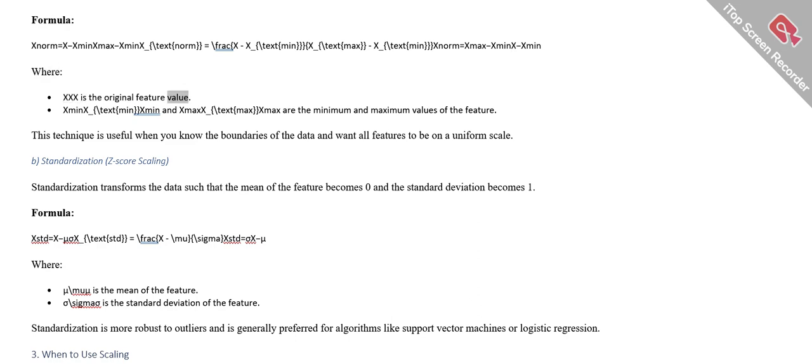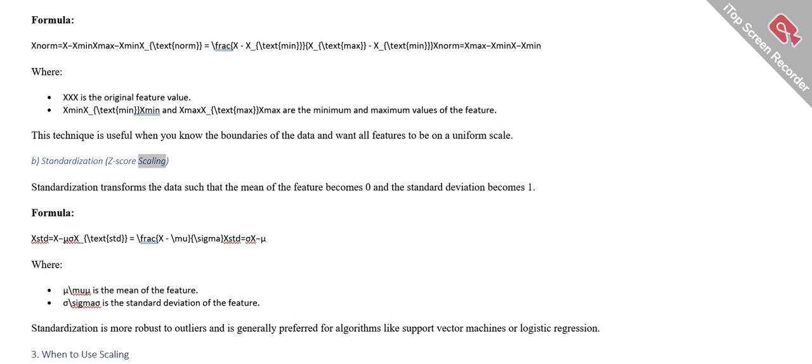Where x is the original feature value, x_min and x_max are the minimum and maximum values of the feature. This technique is useful when you know the boundaries of the data and want all features to be on a uniform scale.